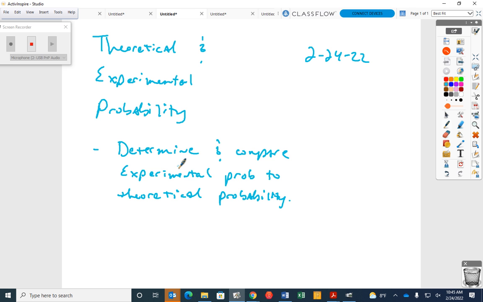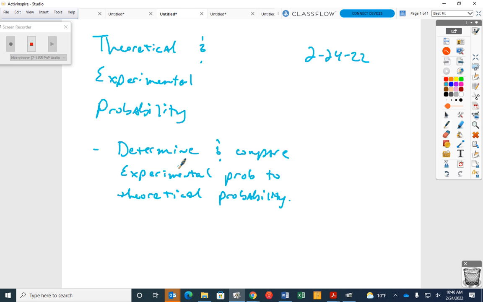If I roll a number cube that has 6 sides, what's the probability I'm going to get a 2? How many 2s are there? 1 out of 6. If I roll a 20-sided number cube, what's the probability I'm going to get a 5? 1 out of 20. Okay, you understand that, right? Now, experimental probability.